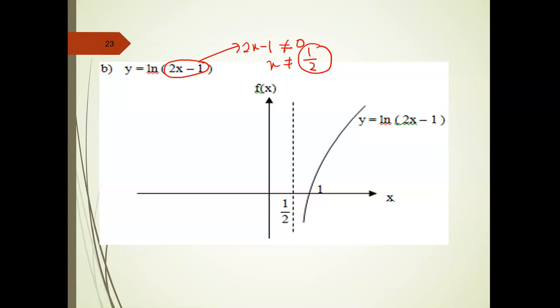To find the x-intercept here, since you know that ln 1 equals 0, we put the value equal to 1. So 2x minus 1 equals 1. 2x equals 1 plus 1, which is 2. So x equals 1. Right, the coordinate here will be (1, 0).